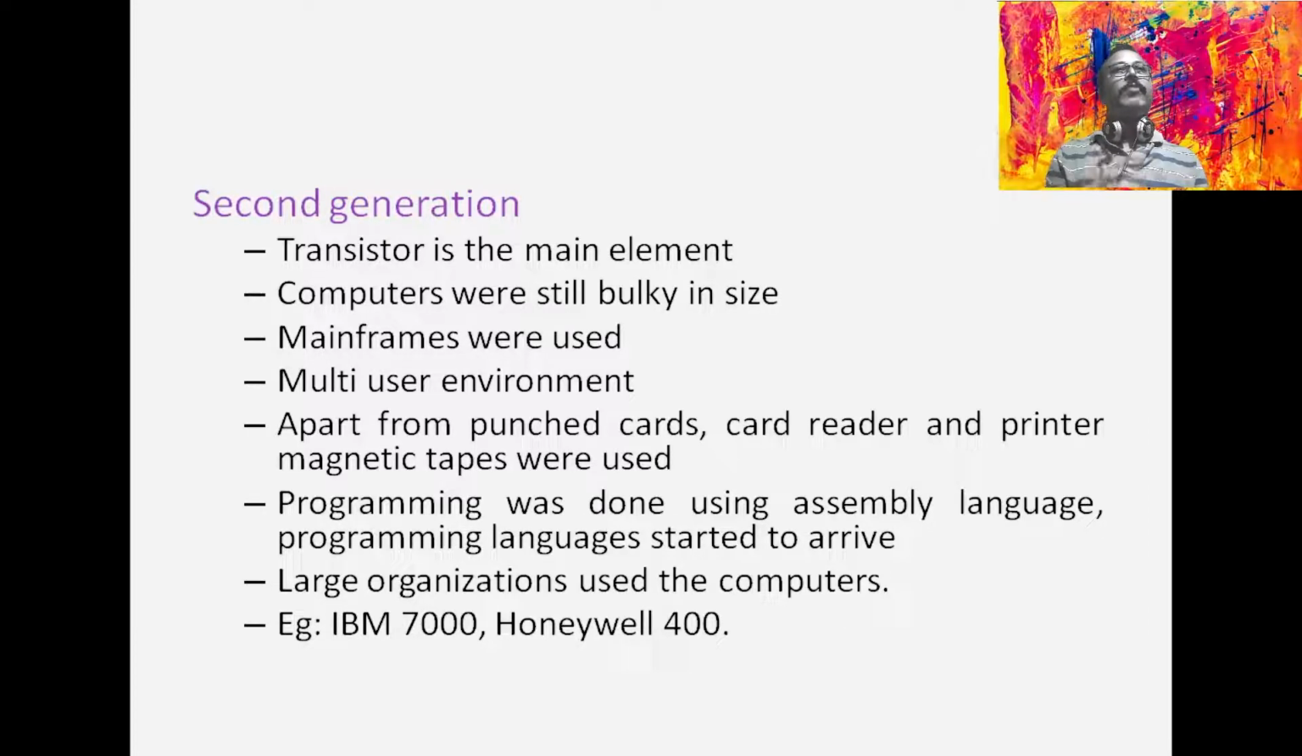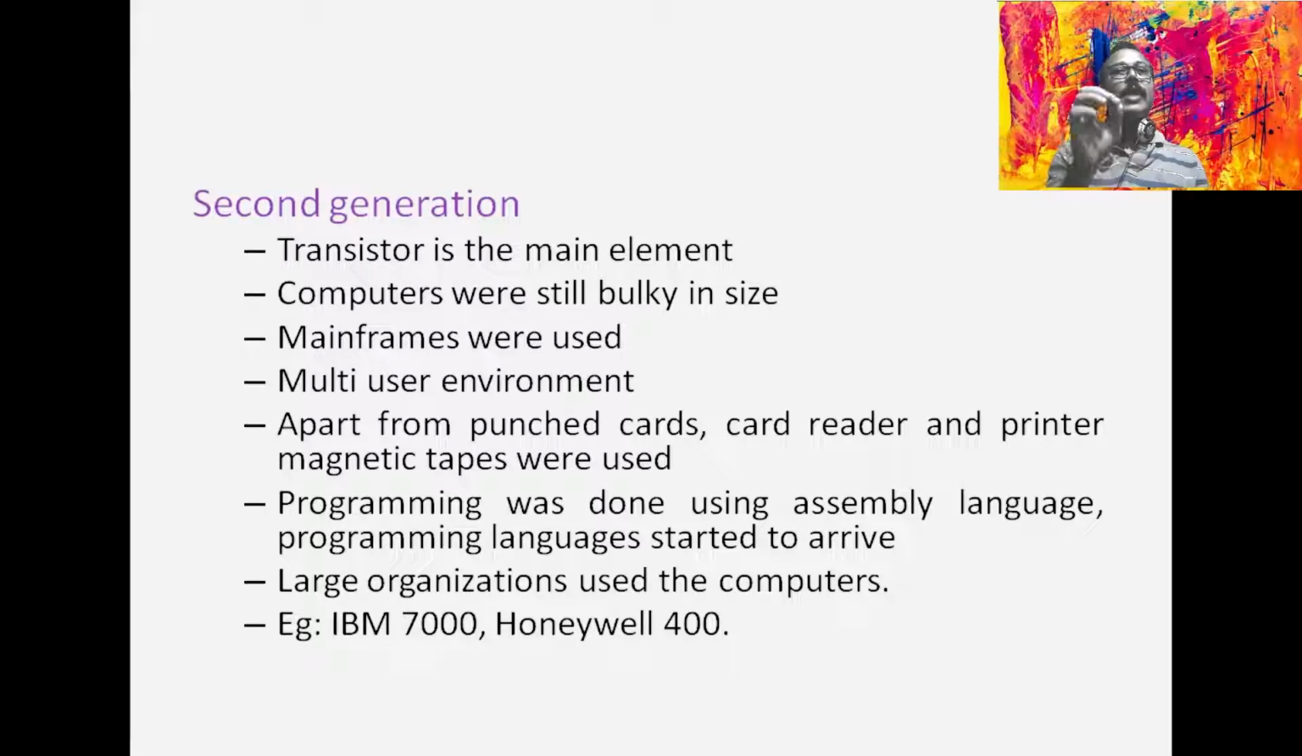So it is a multi-user environment. Apart from punched cards, card readers, and printers, magnetic tapes were used, something similar to old film tape or a video cassette tape. Tapes were used to store the data. They are basically sequential devices. That means if you want to access the last song, you have to go through the first song, second song, etc. You may have to play it, or roll the reel.